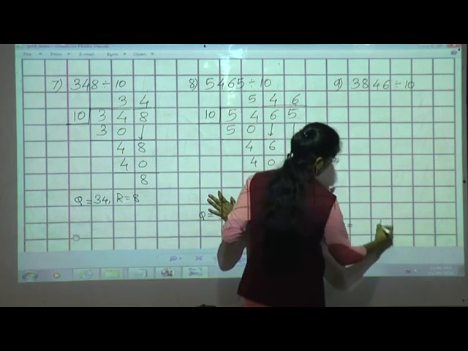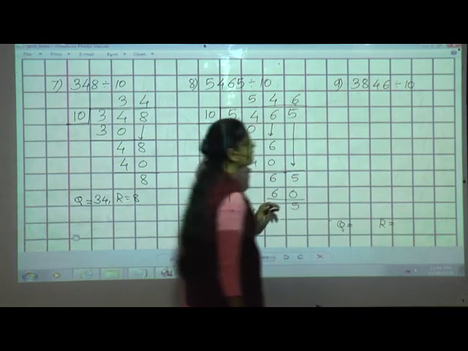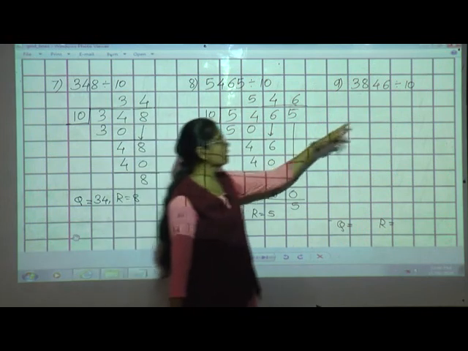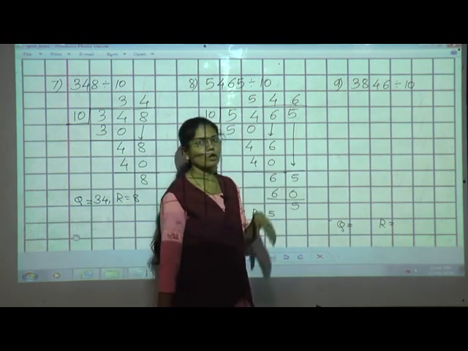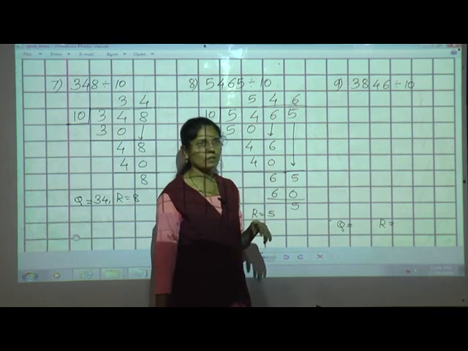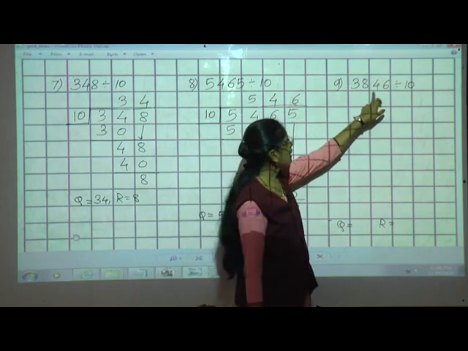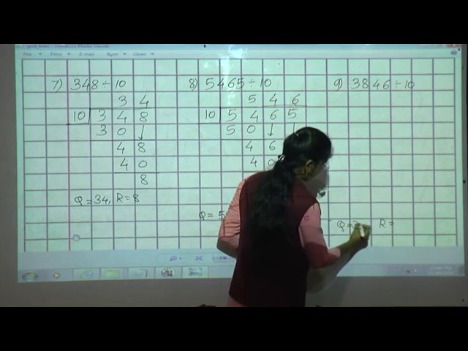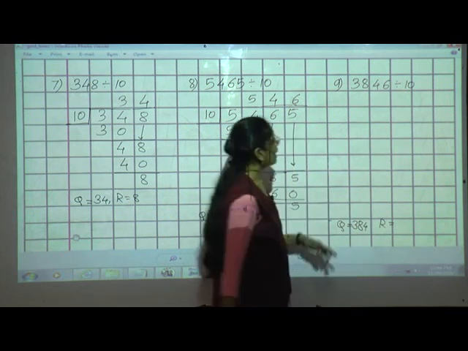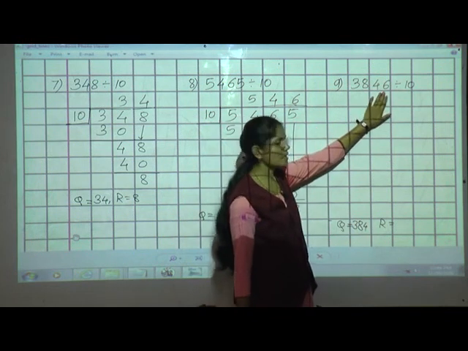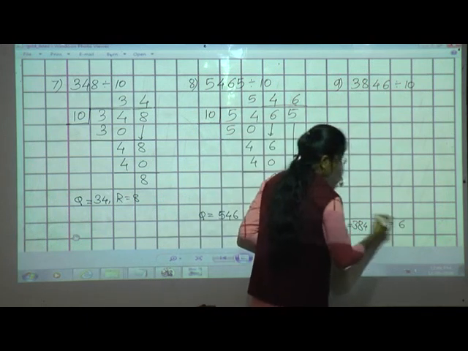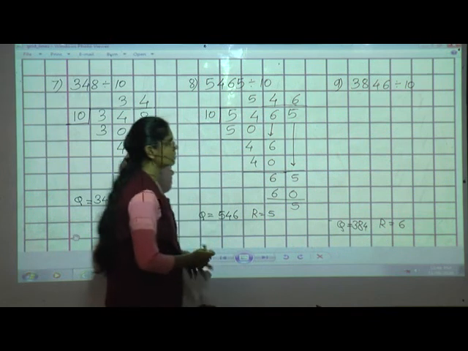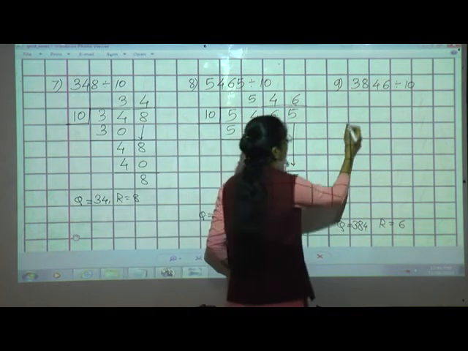See the number carefully and tell me. Here also again the divisor is 10. So tell me the quotient. What quotient should we get after solving? Yes, 384. So I'll write here 384 and see the ones place. At ones place here 6 is there. So 6 will be the remainder. Okay, so let us check the example now.